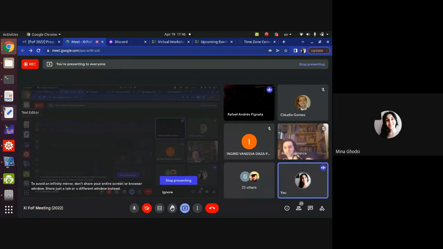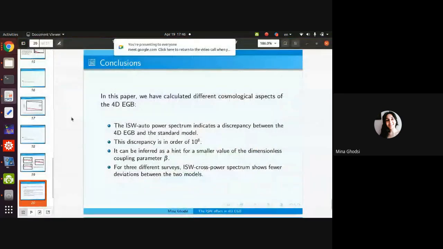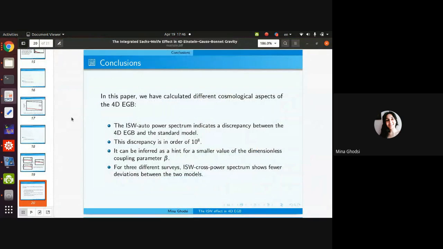Okay, to sum up, we calculated the ISW effect, the ISW cross power spectrum and auto power spectrum. The ISW cross power spectrum between temperature and galaxies shows fewer deviations from the standard model, but the ISW auto power spectrum shows a large deviation from the lambda CDM model. So it's on the order of magnitude of eight, so we probably need a smaller value of the dimensionless coupling parameter. Thank you.